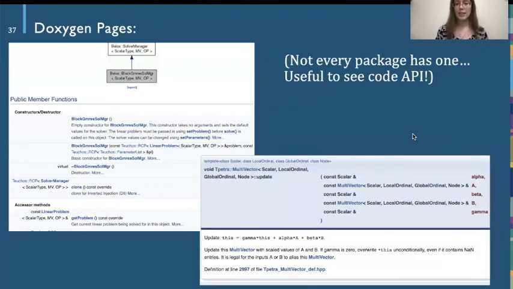Similar things here, I can look at the Tpetra MultiVector update function. It tells me that this adds vectors together with certain scalars, tells me which arguments go where, and where the definition is in the source code. Doxygen pages can be very useful.